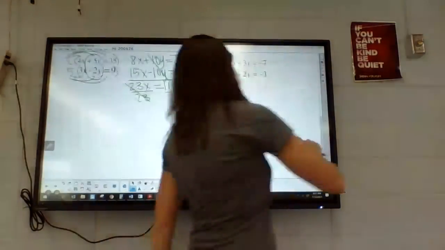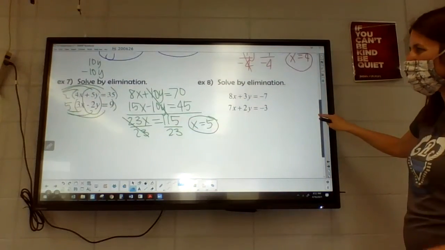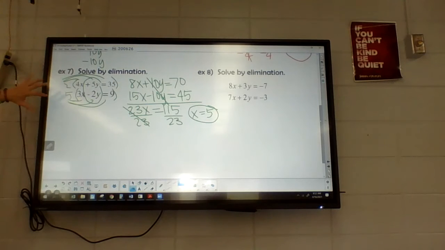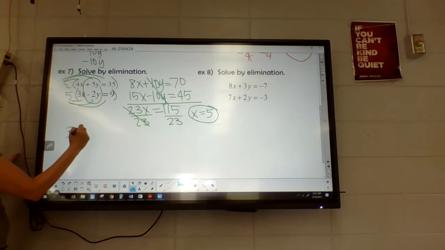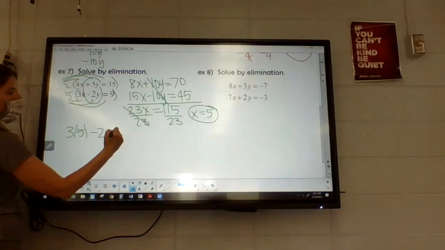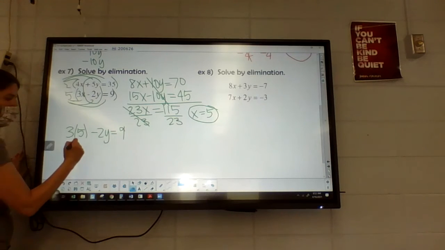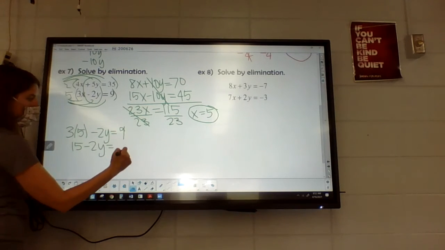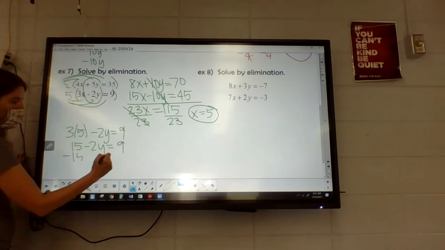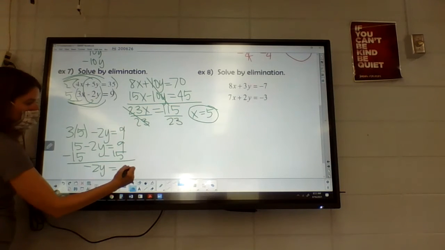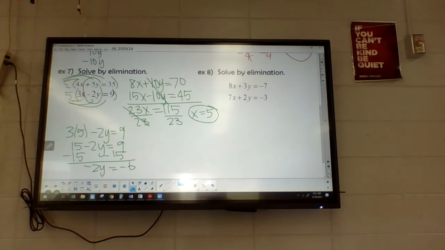So again, we still need to find that other variable. And like I said, we're just going to do this one problem and we'll be done with the rest of the notes. But if you wanted another example, I can show it to you. But 3 times 5 minus 2y equals 9. So I'm going back to the problem before I changed it. That way I'm working with smaller numbers. And then I'm going to divide by negative 2.